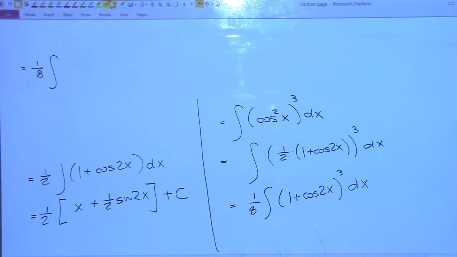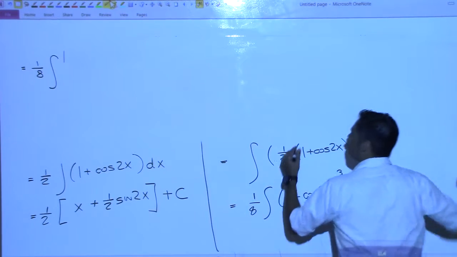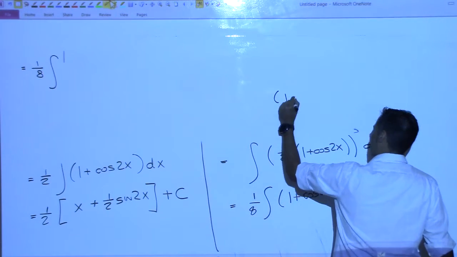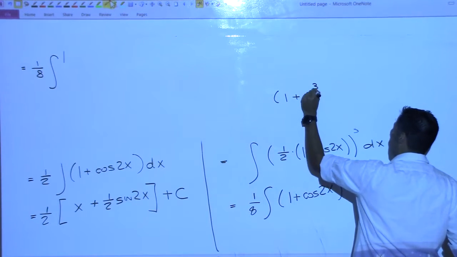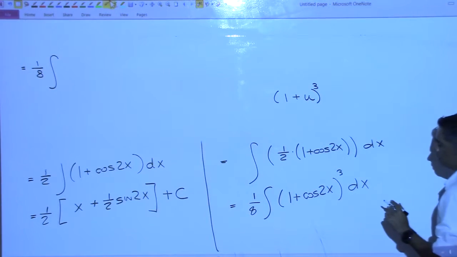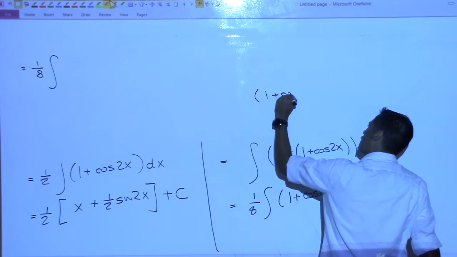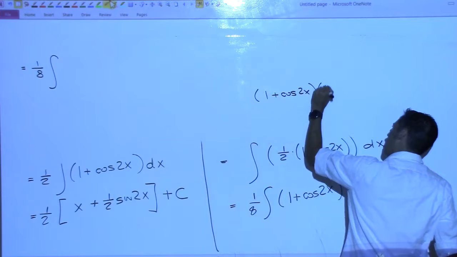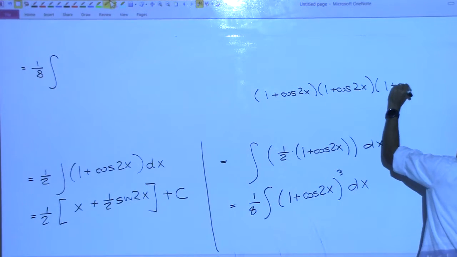Now, I don't feel like doing it all, but I'm trusting you could. Yay or nay? No? Okay, I won't trust you can do it. So I'll do it right here real quick. I in no way am making a substitution here. Now I better just do it. 1 plus cosine 2x times 1 plus cosine 2x times 1 plus cosine 2x.